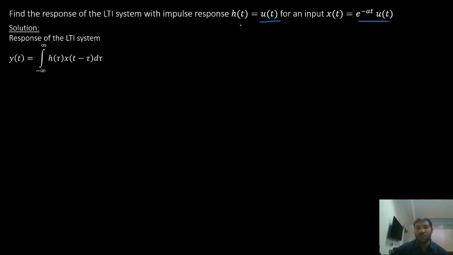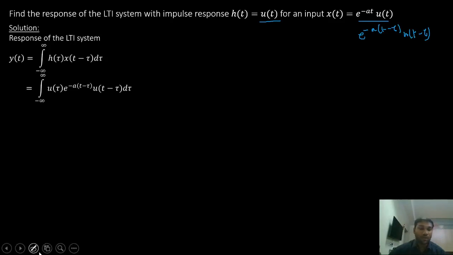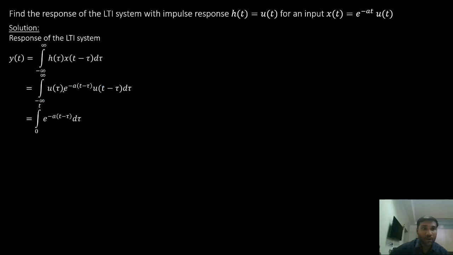H of tau means in place of t I substitute tau, that is u of tau. In place of x of t I have x of t minus tau, which is going to be e power minus a into t minus tau, times u of t minus tau. That is what is written here. Now my u of tau exists only for tau greater than 0.